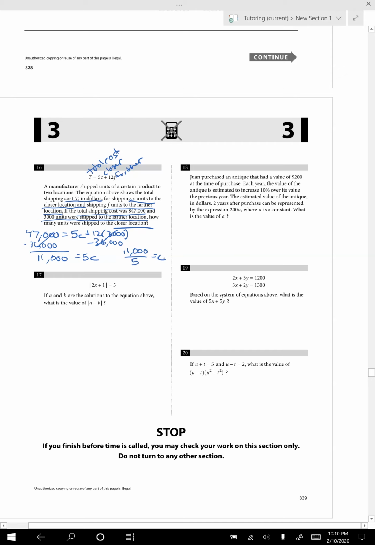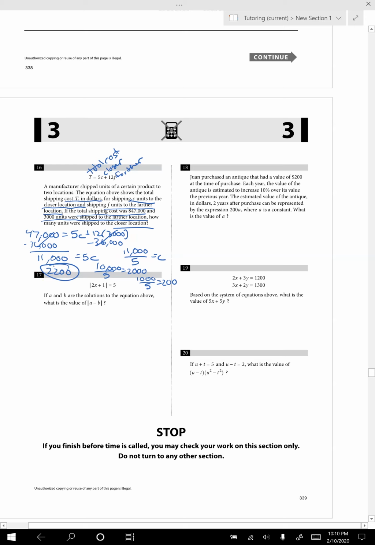And the easiest way to do this with no calculator is to split it up. 10,000 divided by 5 is 2,000. And 1,000 divided by 5 is 200. So our answer is 2,200. We just add them back up.